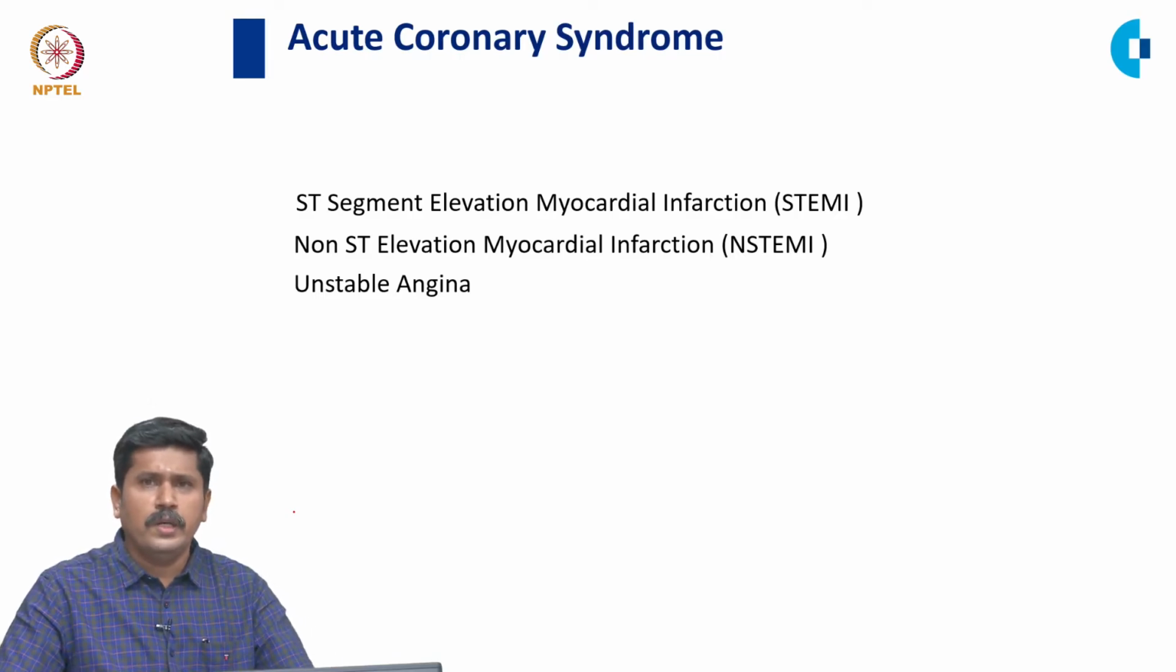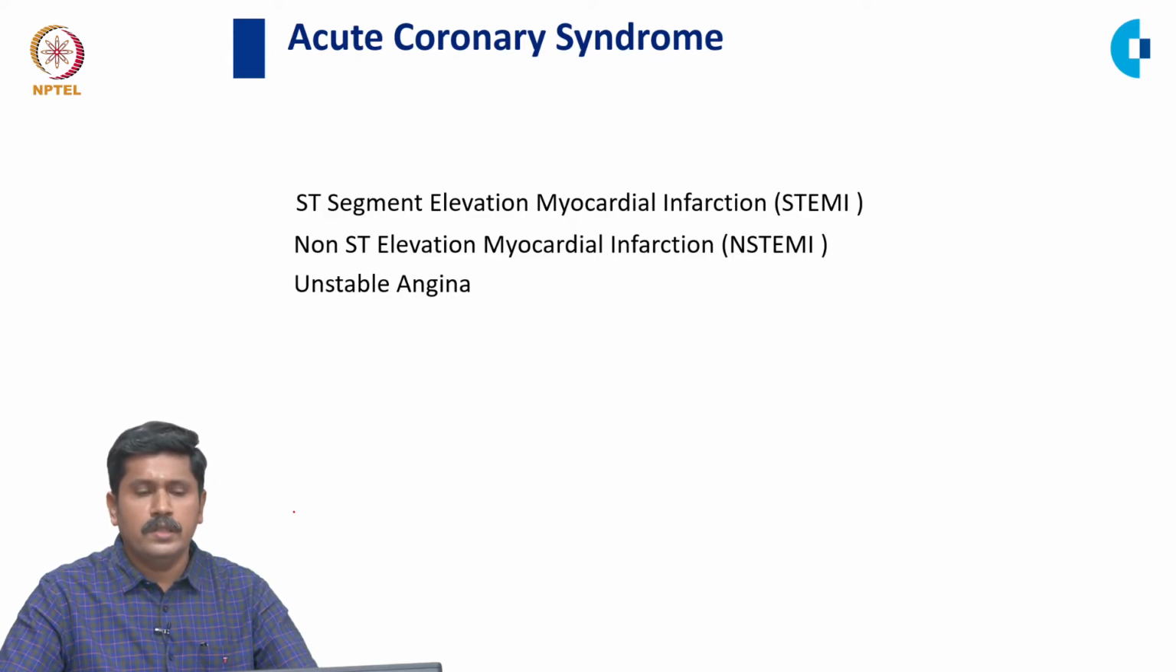So, before going into the ECG manifestation, what is an acute coronary syndrome? Acute coronary syndrome includes a group of disorders that have a common clinical presentation. That is, a patient usually presents with an acute onset of anginal pain. It includes three disorders. First is ST elevation MI, second non-ST elevation MI, the third one is unstable angina.